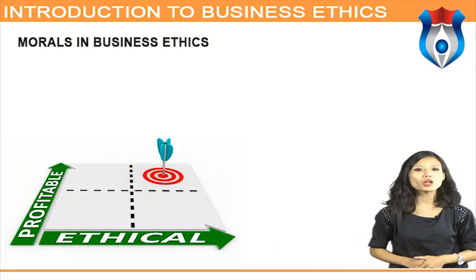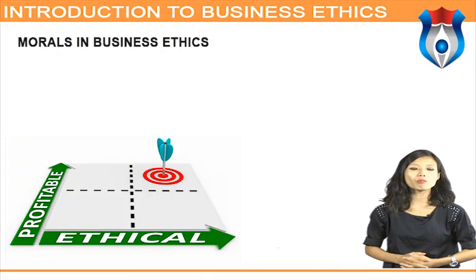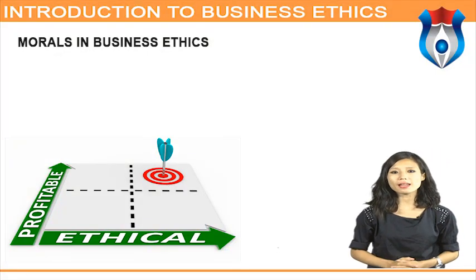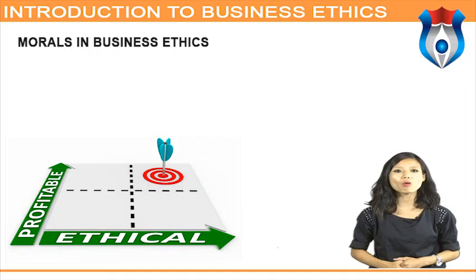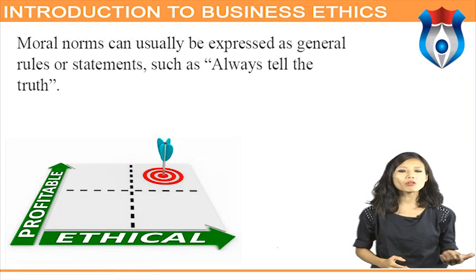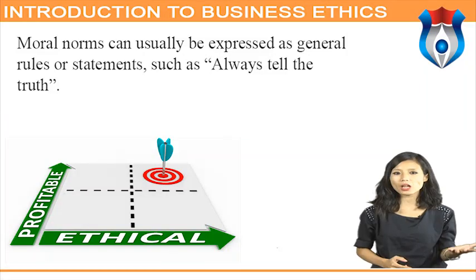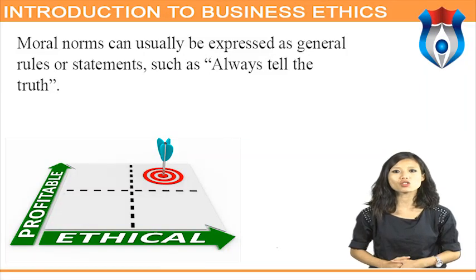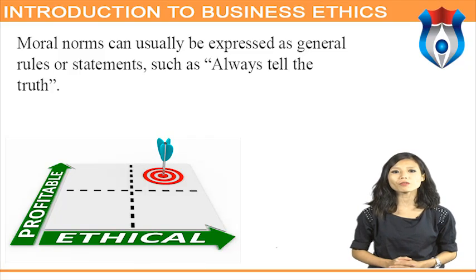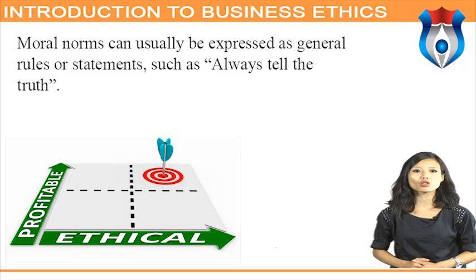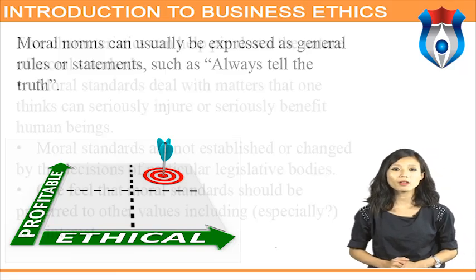Now let's move on to the next interesting topic, morals. Morality is a standard that an individual or group has about what is right and wrong or good and evil. Moral norms can usually be expressed as general rules or statements, such as always tell the truth. Moral values can usually be expressed as statements describing objects or features of objects that have worth, such as honesty is good and injustice is bad.